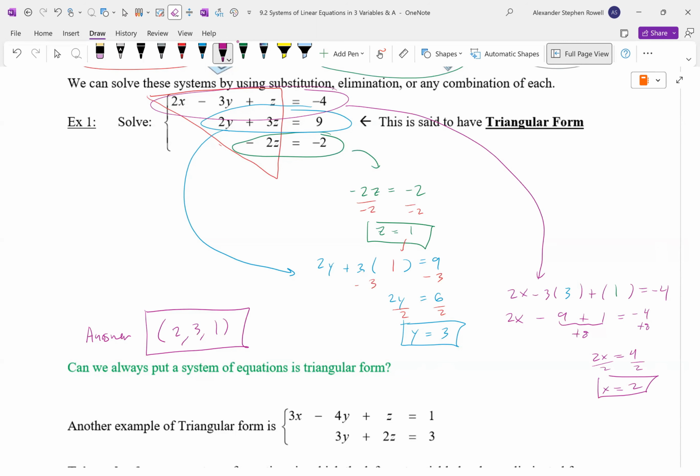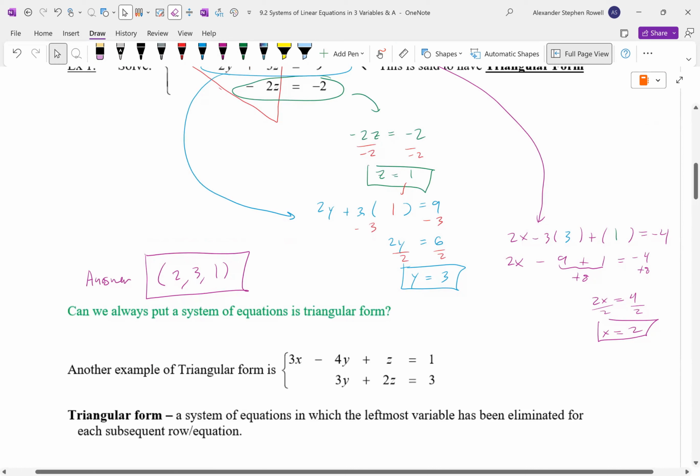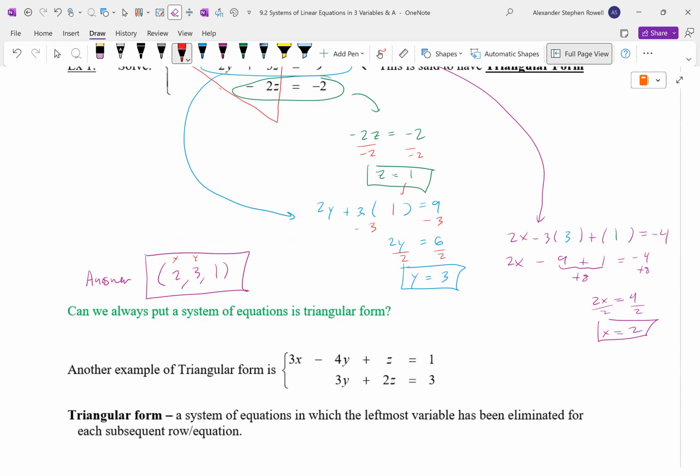Are there any questions about this? No, it doesn't matter which order you solve in. But it does matter which order you write the answer in: x first, y second, z third.